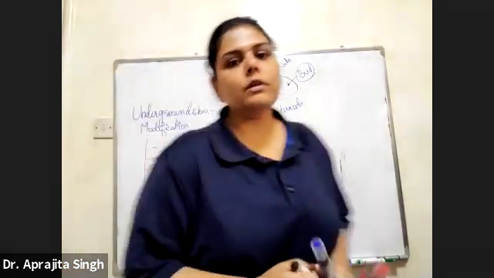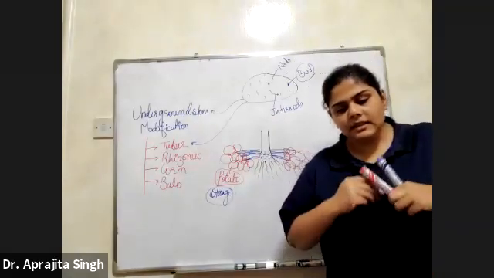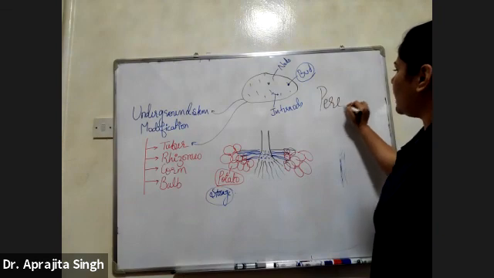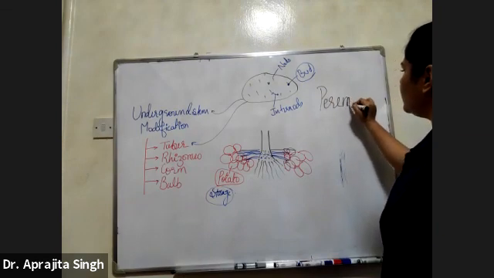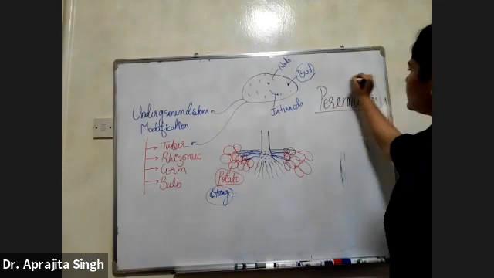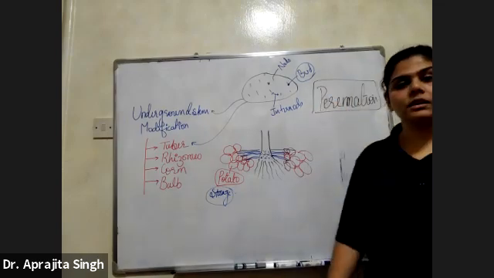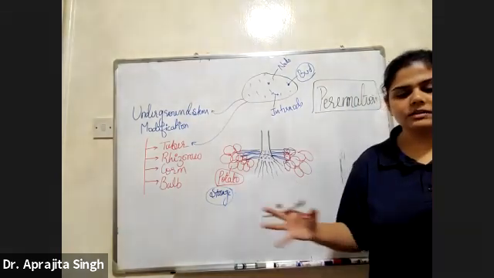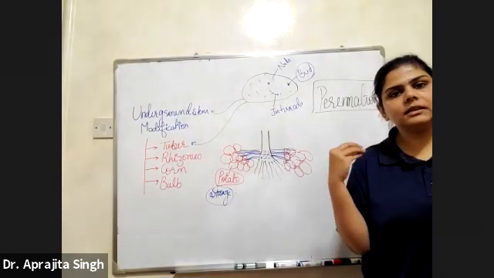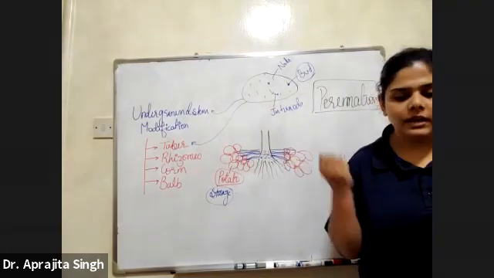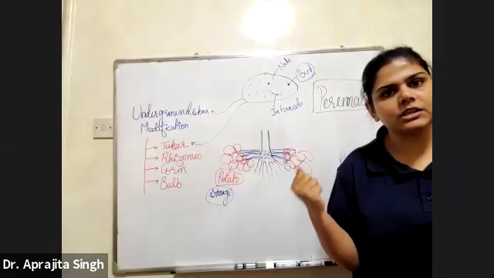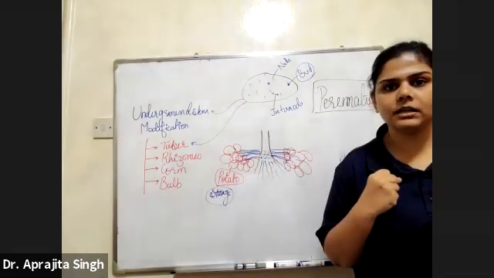Now there is one word in your NCERT, that is perennation. P-E-R-E-N-N-A-T-I-O-N. This word is present in your NCERT. What is the meaning of this? Perennation is basically the plant stores food, and under unfavorable conditions, they utilize that stored food.